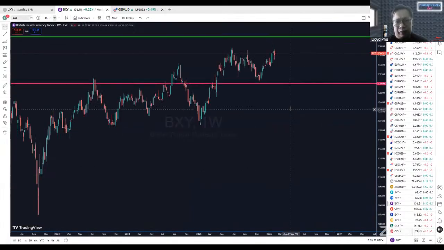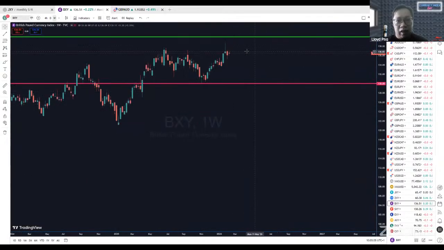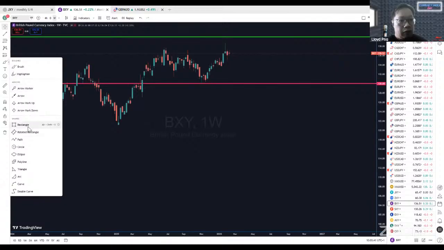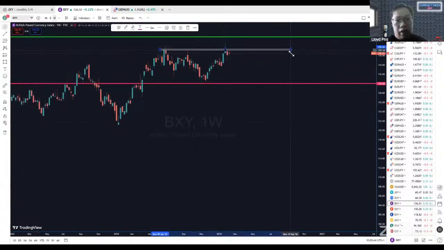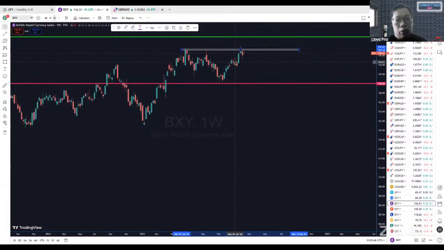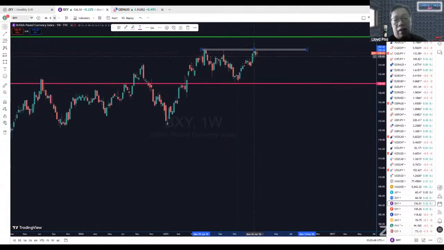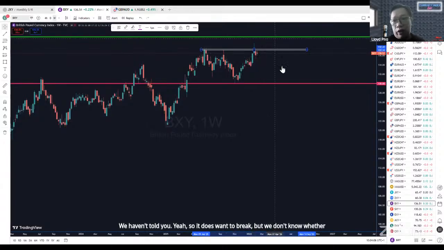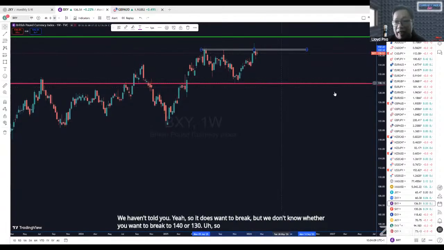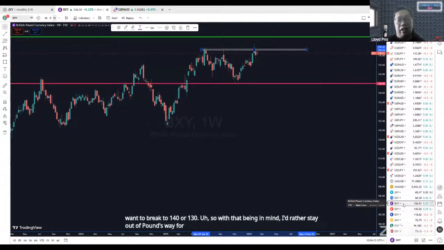On the other hand, pound is really in the middle of nowhere between 140 and 130. This might look like a very nice short-term horizontal level that we have here, but until Powell proves to us where it might want to go, because you can see that two weeks back, it did have a rejection. It stayed below it, but wasn't really a good bar to bank on. Then followed by last week, we have a doji. So it does want to break, but we don't know whether it wants to break to 140 or 130. So I'd rather stay off pound for the time being, unless you are looking for a breakout trade.